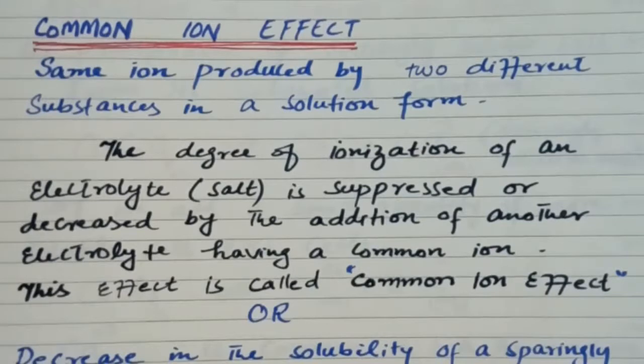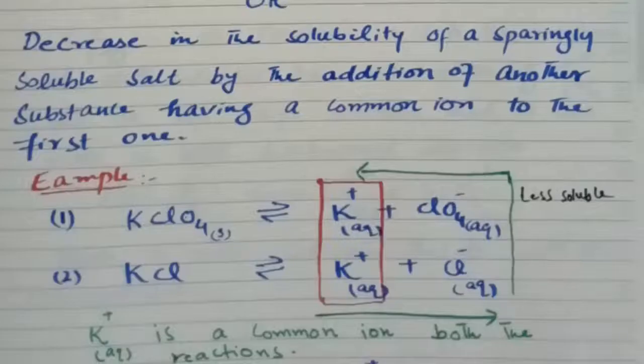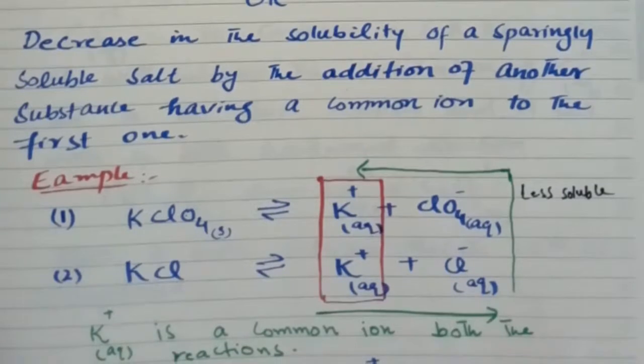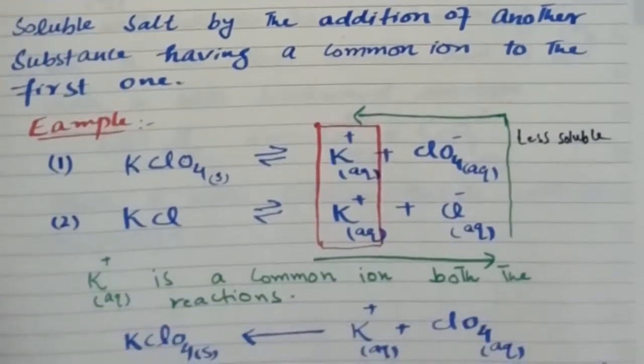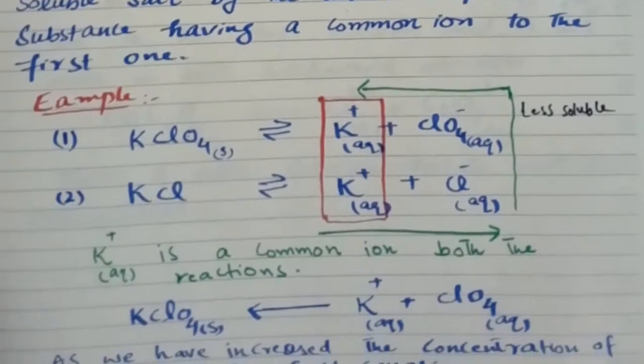Now how can we define it? It is the degree of ionization of an electrolyte, that is a salt, when it is suppressed or decreased by the addition of another electrolyte having a common ion in both cases. This effect is called the common ion effect. Or in another way, it is the decrease in the solubility of a sparingly soluble salt by the addition of another substance having a common ion to the first one. You can define it in both ways.